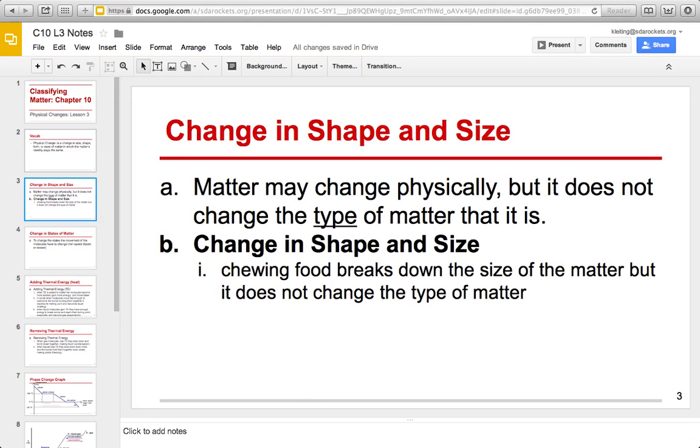Changing in shape and size. Matter may change physically, but does not change the type of matter that it is. So this is saying we're going to stay gold or we're going to stay carbon. Things along that line. Change in shape and size. Chewing food breaks down the size of the matter, but does not change the type of matter. So there's a difference between changing the type of matter and changing the size of the matter.